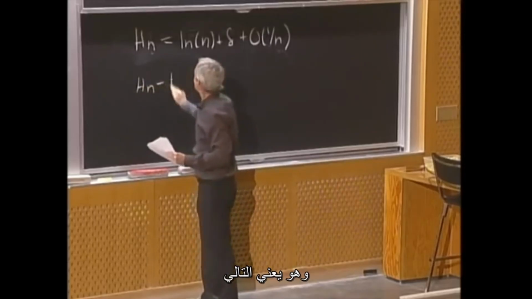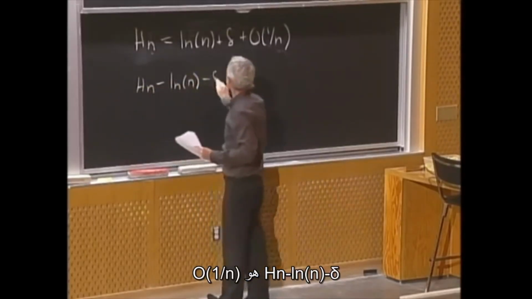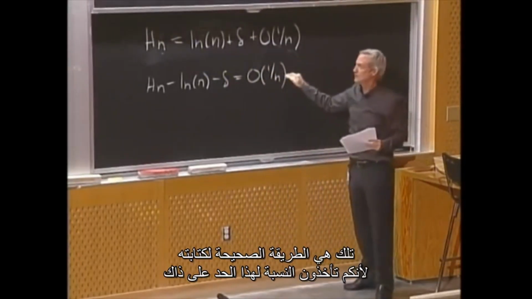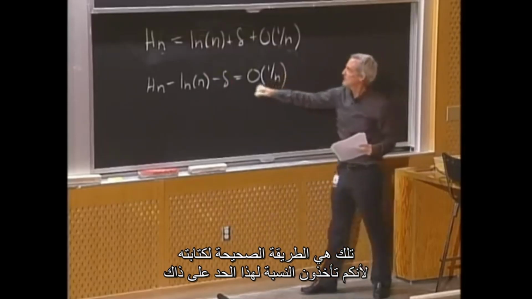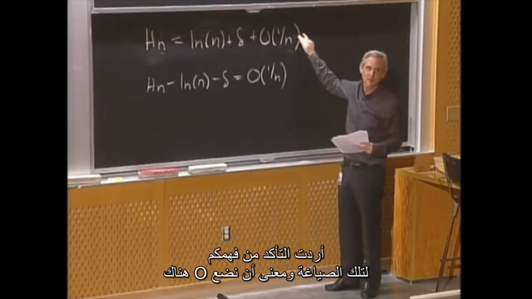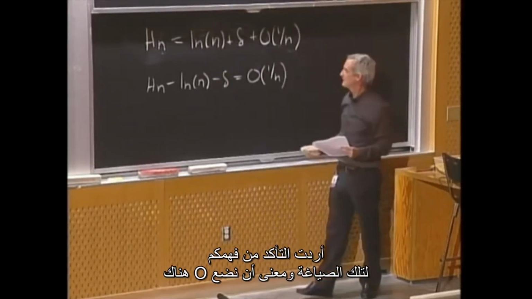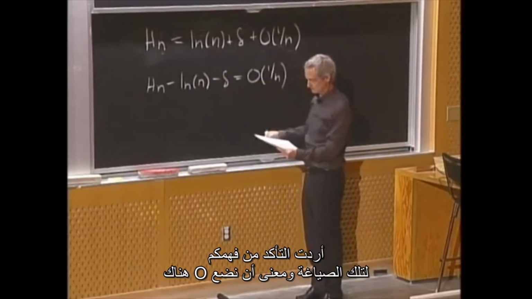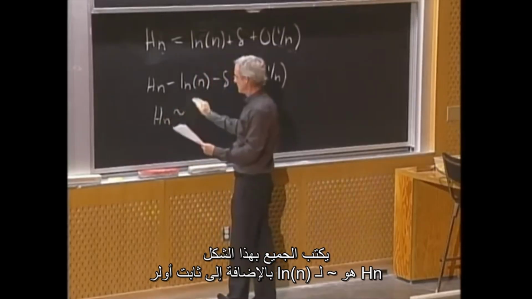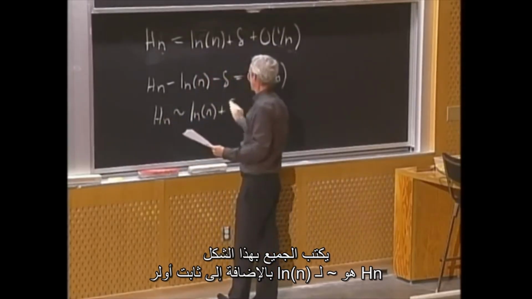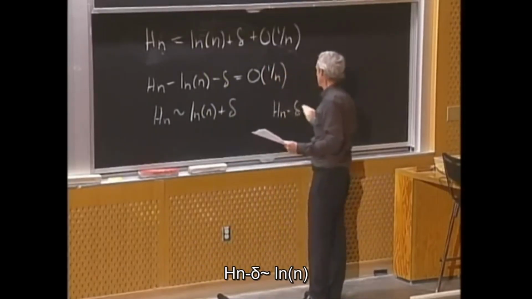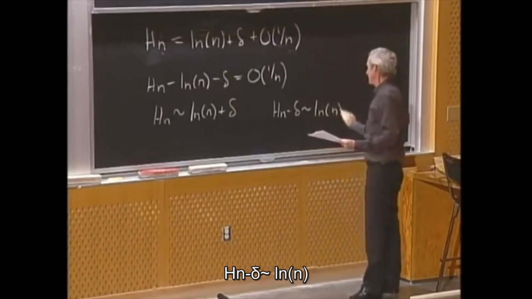What it means is this: h of n minus ln of n minus delta is O of 1 over n. That's the correct way to write it, because you're taking the ratio of this over that. This is how people will do it. Make sure you understand what it means when we put it over there. Same thing with tilde notation. People will write h of n is tilde ln of n plus Euler's constant. The right way to write it is h of n minus Euler's constant is tilde ln of n.